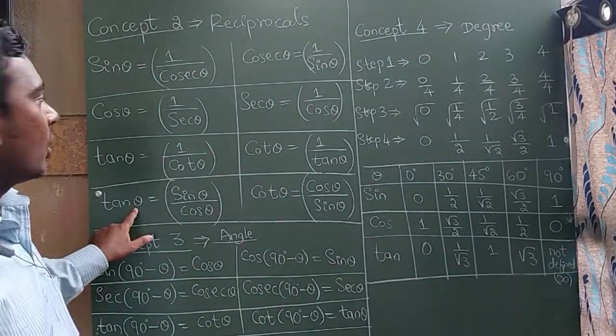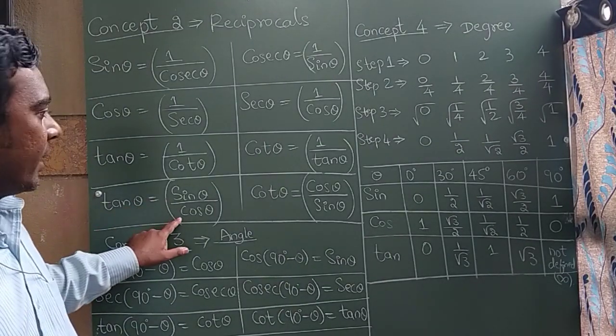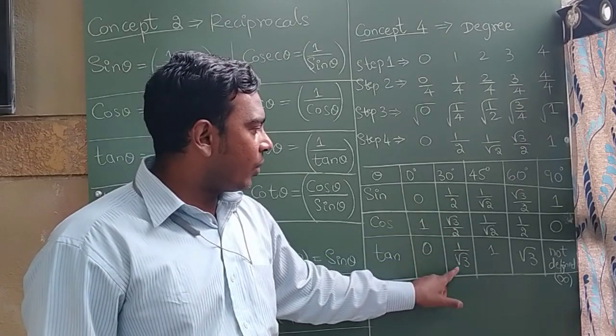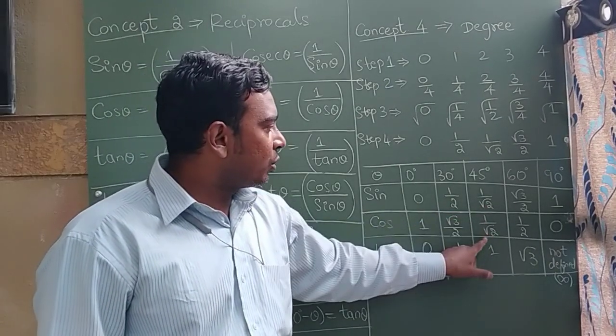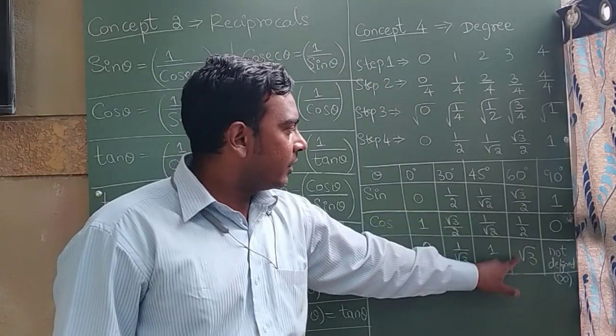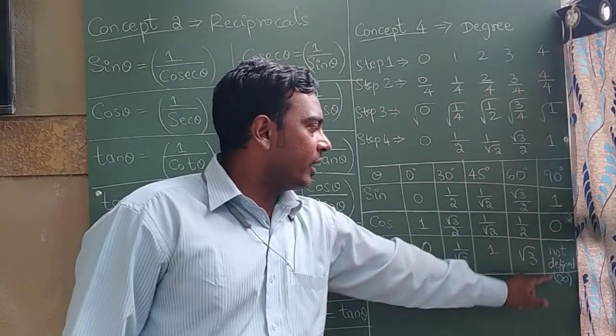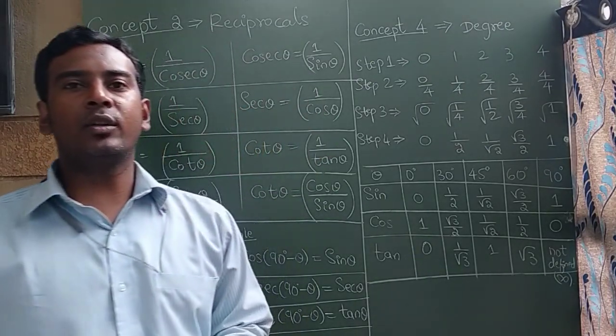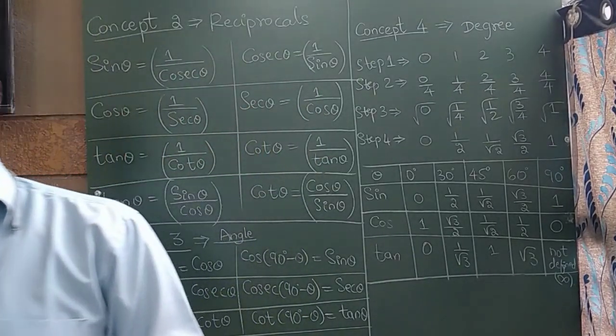Take use of concept number 2. Tan is sine by cos. It means 0 by 1 is 0. 2 and 2 get cancelled, so 1 by root 3. Root 2 and root 2 get cancelled, so 1. Then root 3. 2 and 2 get cancelled. 1 by 0 is not defined. We can also call it infinity. Fine. Let's move on to the next concept.